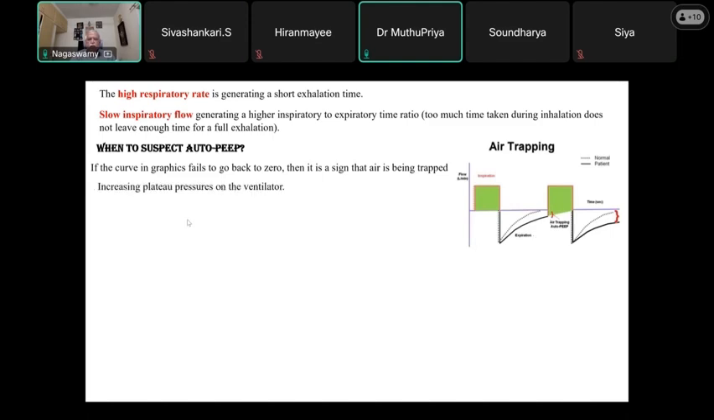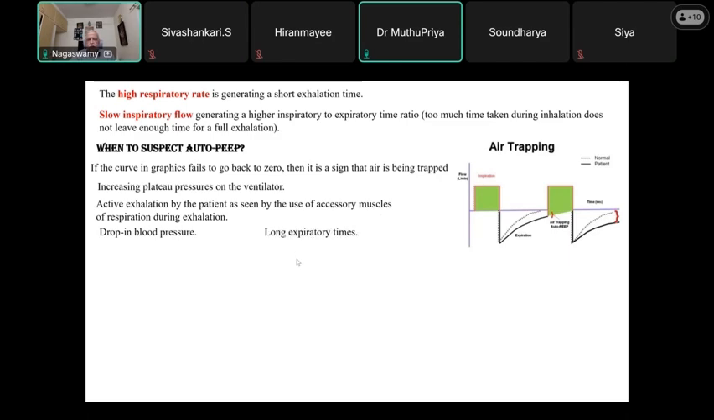So increasing peak pressure will also be seen on the ventilator, and active exhalation of the patient is seen by the use of accessory muscles of respiration. As I told you, the work of breathing will increase, the patient may have a drop in blood pressure, and there will be long expiratory times. So this many bad effects are there from the development of auto PEEP, and over a period of time it may lead to barotrauma also.